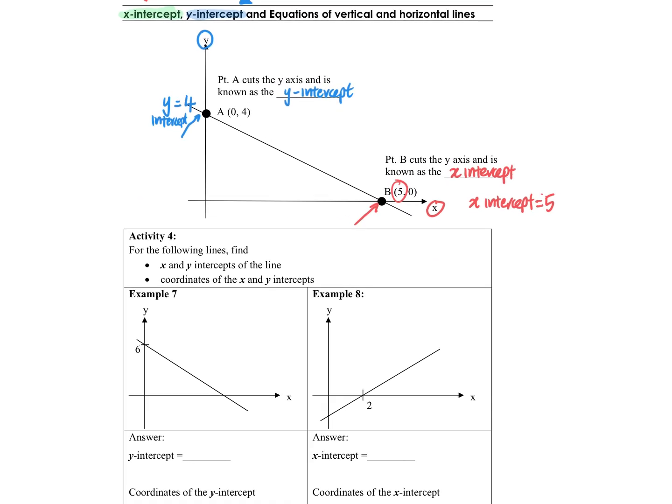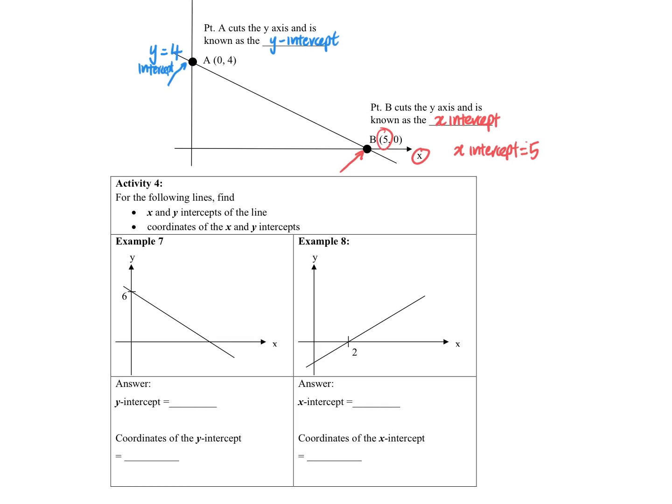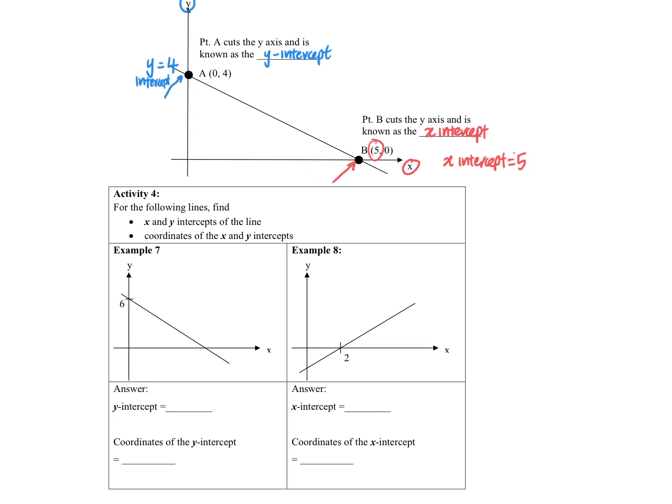Okay, so first, what is the y-intercept value of example 7? Yes, so just 6. It cuts the y-axis at 6. But if I ask you the coordinate, what is the coordinate of this point? 0, 6. So when I ask you for y-intercept, just give me the value. But if I ask you for coordinate, you must give me the x and the y.